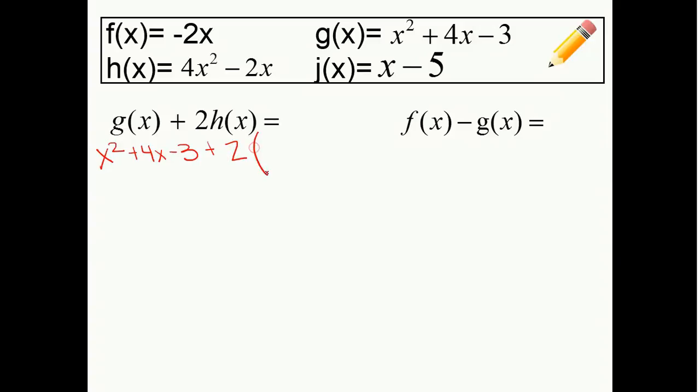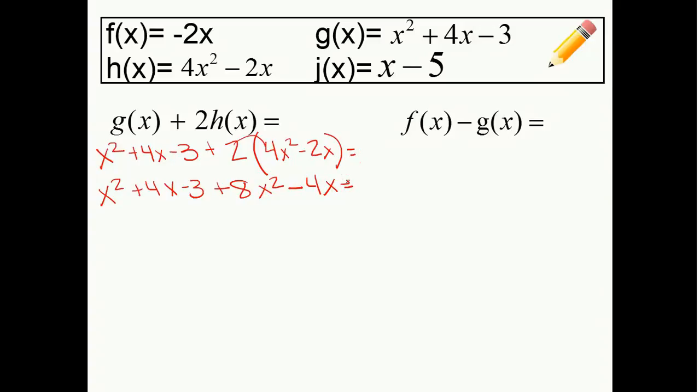So 2 times, what is h of x? Well, h of x is 4x squared minus 2x. So I'm going to go 4x squared minus 2x and put it in parentheses like that. So now what I have to do is I need to distribute this 2 in. You see how it's outside, so I had to use the distributive property. So I'm going to rewrite here. So 2 times 4x squared, that's 8x squared, right? And then 2 times negative 2x is negative 4x.